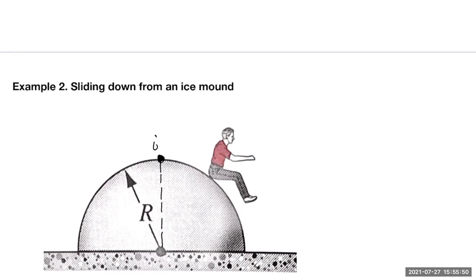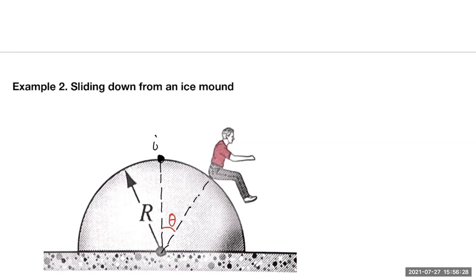And then as he slides down, the normal force exerted by the ice mound on him varies in both magnitude and direction, right? What's the question? The question is, you want to know at what angle, at what angle? This is the angle we're talking about. Will that person leave contact with the mound? So he loses contact with the mound at this angle theta, and we want to know what that angle theta equals.